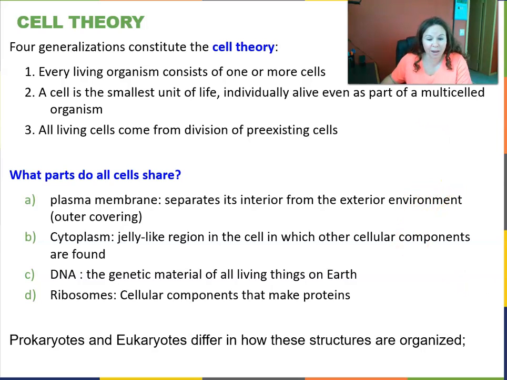Some of the parts that they share, some of these we already talked about, the plasma membrane. And remember, that's also called a cell membrane. It separates the inside versus the outside of a cell, the interior versus exterior environment of a cell, and it's made out of lipids so that it doesn't dissolve in all of the water that's inside of the organism. There's the cytoplasm, the jelly-like region that's between the cell membrane and, if you're a eukaryote, the nucleus. The DNA, the genetic material, and then another thing, this one might be new for you, ribosomes.